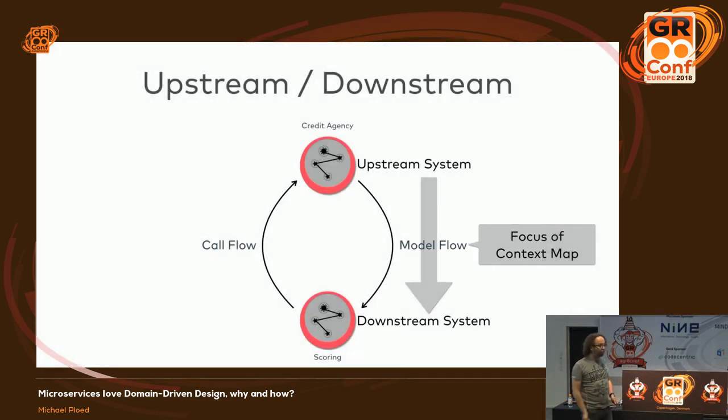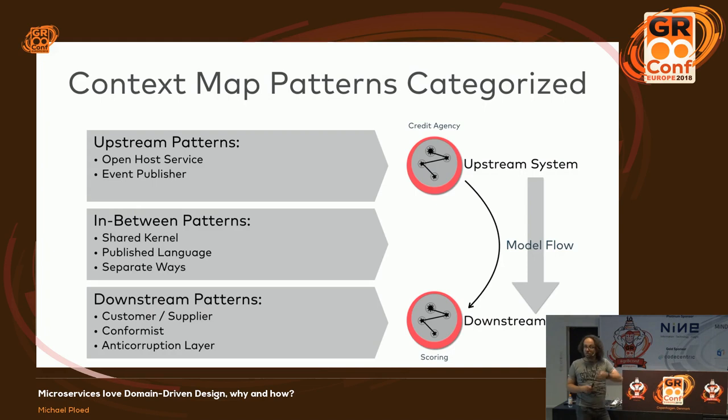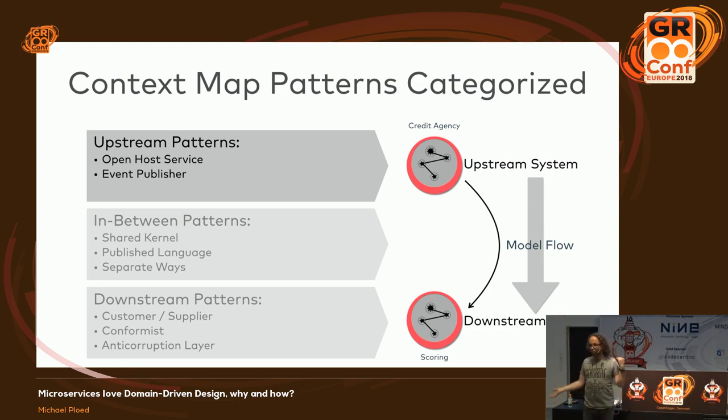That's that model flow. Now there are a couple of patterns in the DDD books, 7 of them. I added an 8th one, especially for microservices. I'll get back to that in a second. On the upstream side, we have one pattern, which is rather straightforward. A given system, let's say you have a Grails application up there, which offers some RESTful resources that you can consume. Or you have an application that offers a SOAP web service or something like that. That's an open host service. And that is mostly used for synchronous or orchestrated communication.